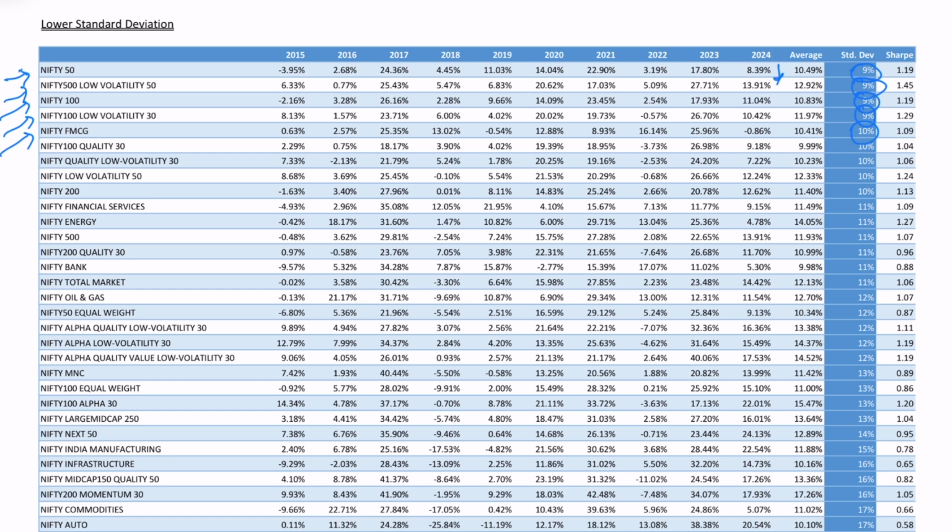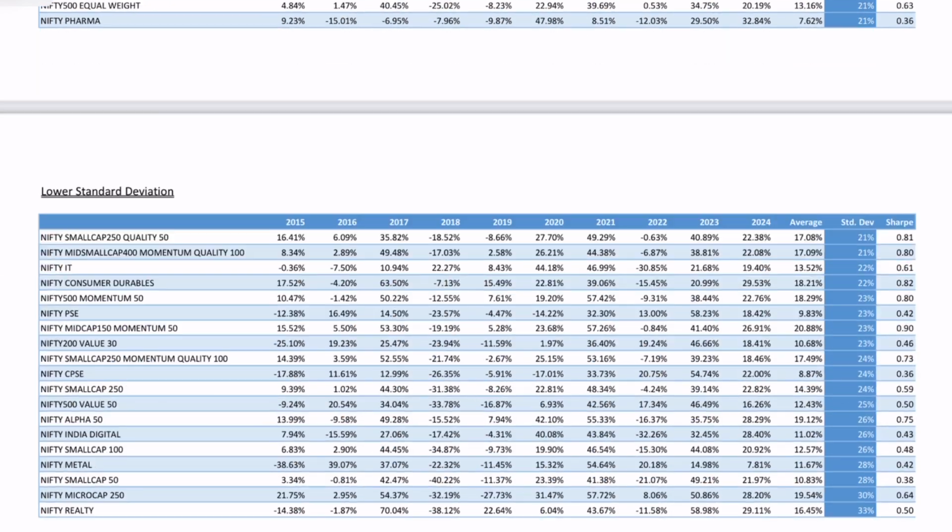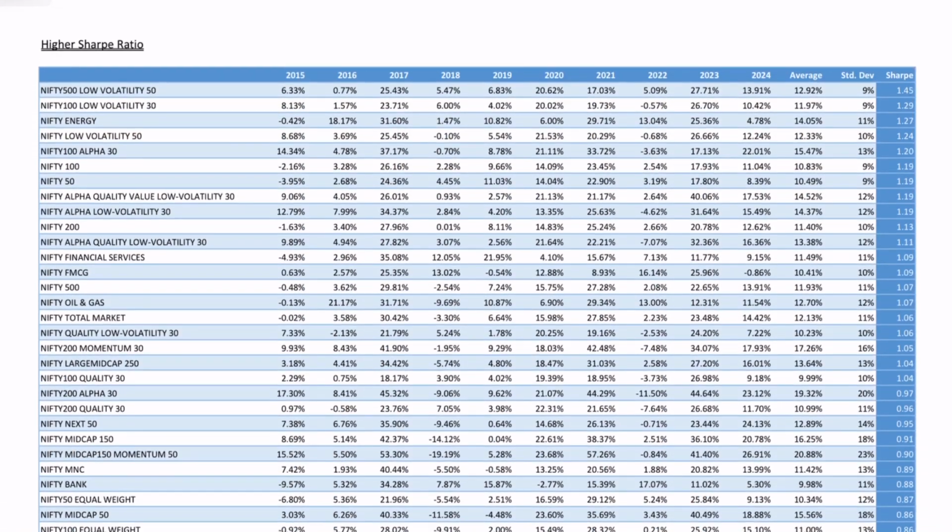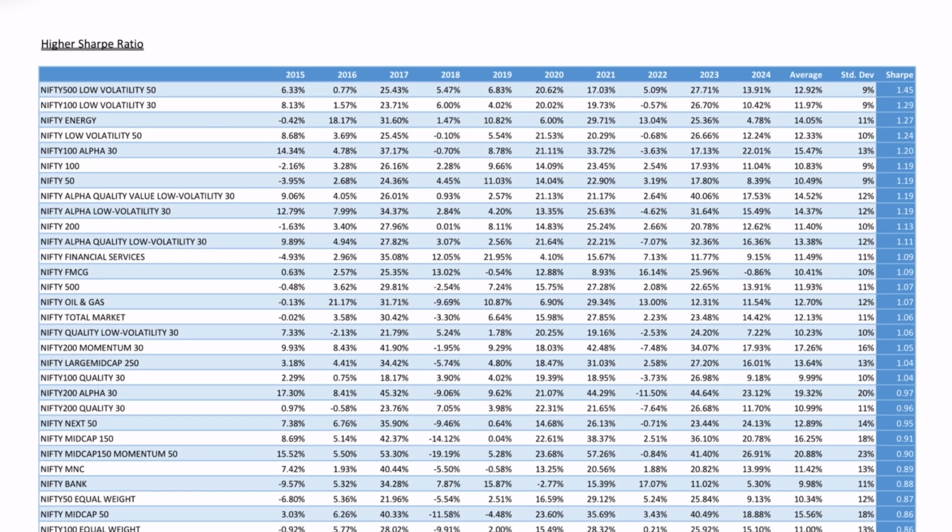The average return which we saw in terms of others is nearly 20%, but here it is more like 10 to 12%. So the return is less, but the standard deviation is less also. But there is another thing which we can see to balance out return and standard deviation, that is Sharpe. If we see the Sharpe ratio, the indexes having higher values are Nifty 500, the low volatility 50, then low volatility 30. Again, whichever has lower standard deviation gets the priority because it's divided by the lesser standard deviation.